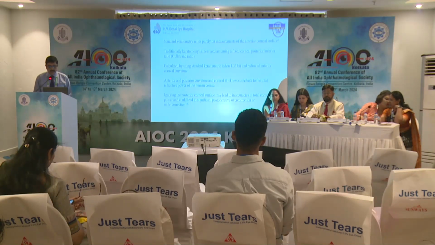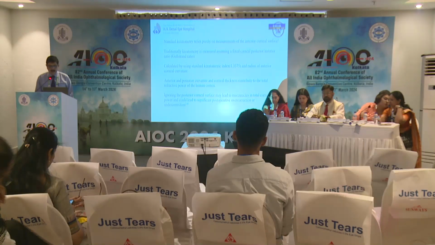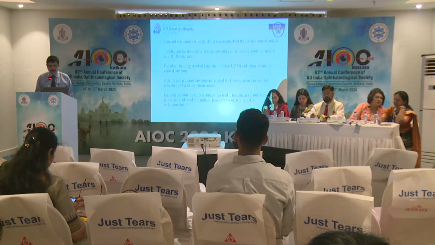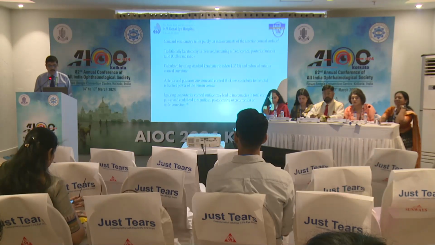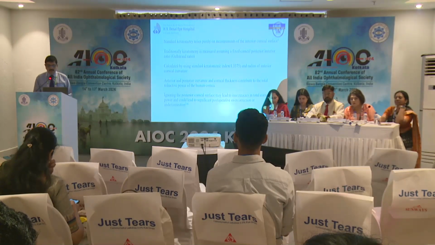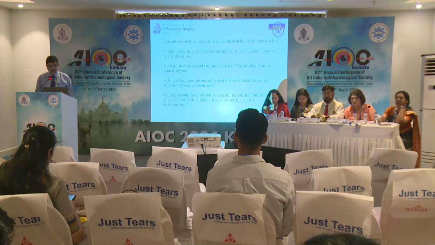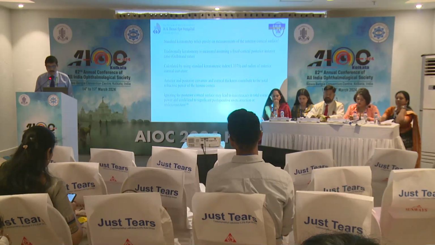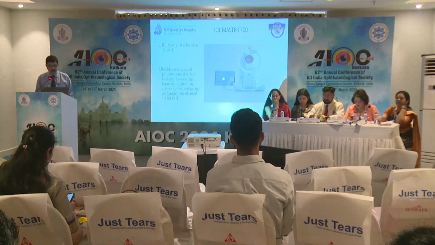Standard keratometry relies purely on measurement of the anterior corneal surface. Traditionally, keratometry is measured assuming a fixed corneal posterior to anterior ratio, or Gullstrand's ratio, and it's calculated using a standard keratometric index of 1.3375. The anterior curvature, the posterior curvature, and the corneal thickness all three contribute to the total refractive power of the cornea. So ignoring the posterior corneal curvature may lead to inaccuracies and significant overcorrection or undercorrection.